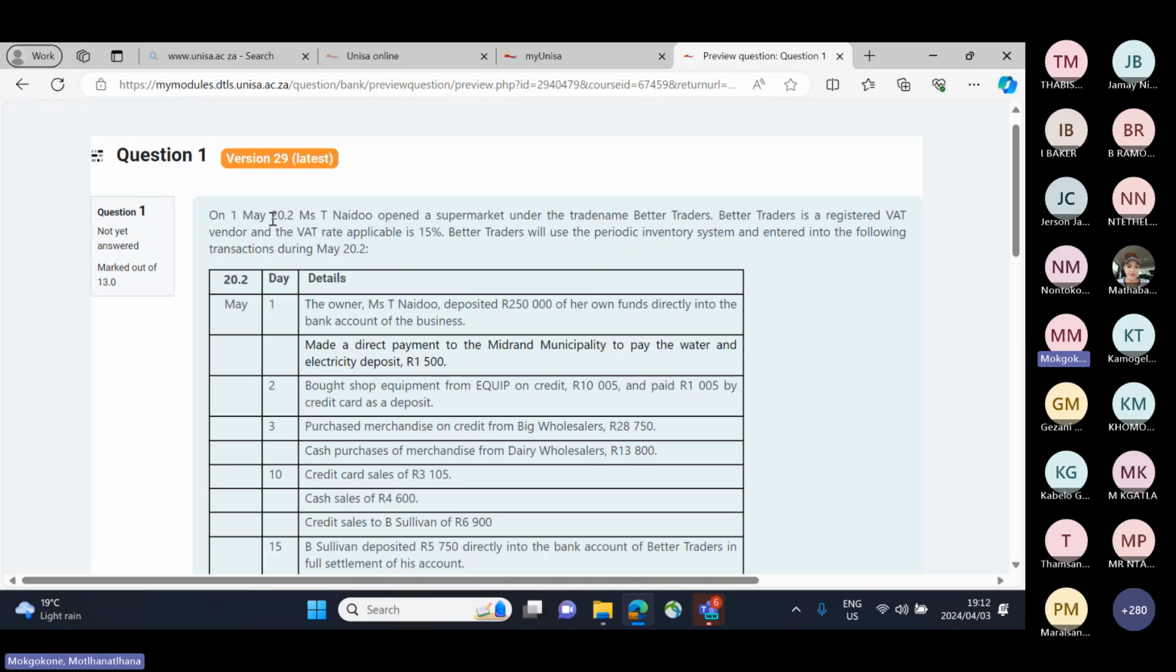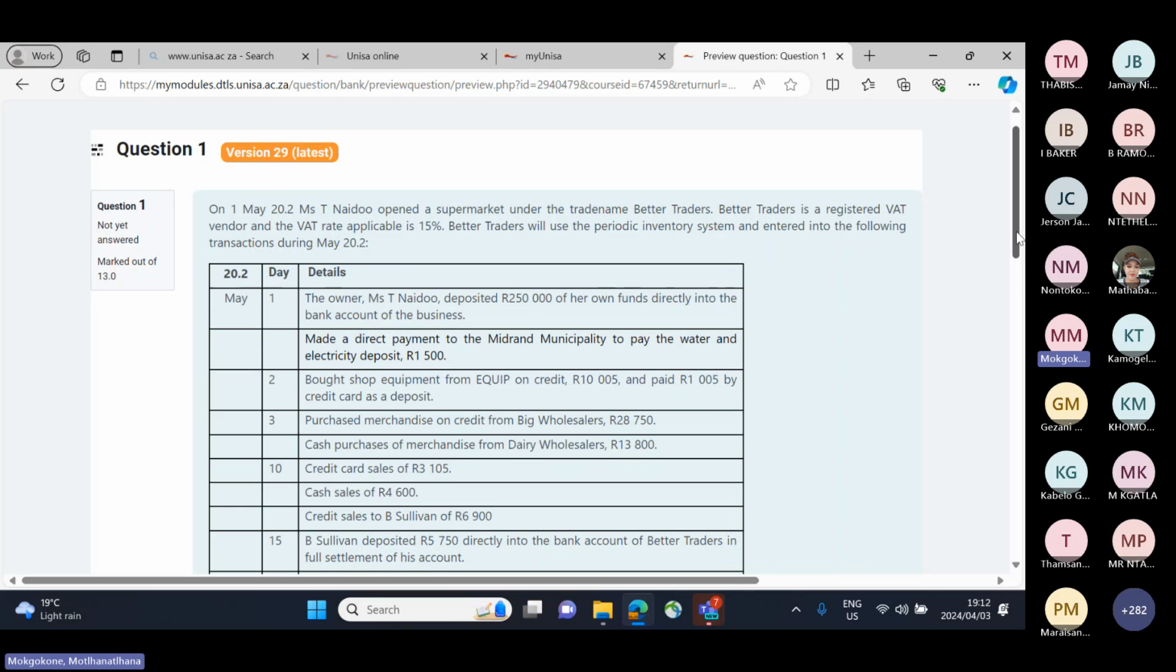Here on 1st of May 20.2, Miss Tina Du opened a supermarket under the trade name Better Traders. Better Traders is a registered VAT vendor, and the VAT rate applicable is 15%. Better Traders will use the periodic inventory system and entered into the following transactions during May 20.2. This is our month when the transaction occurred.